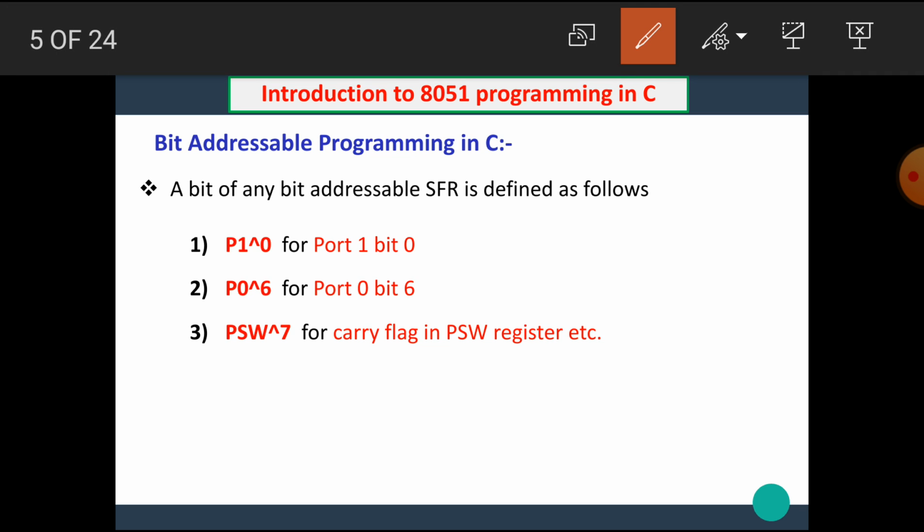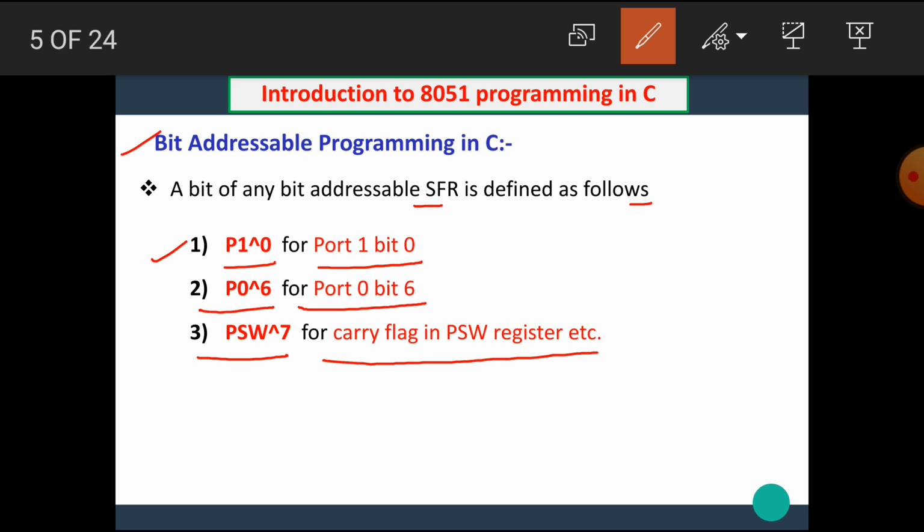The first is bit addressable programming in C. A bit of any bit addressable SFR is defined as follows. That means P1.0 for port 1 bit 0, P0.6 for port 0 bit 6, PSW.7 for carry flag in PSW register, etc. That means by using this method we can write or address any single bit in C language.